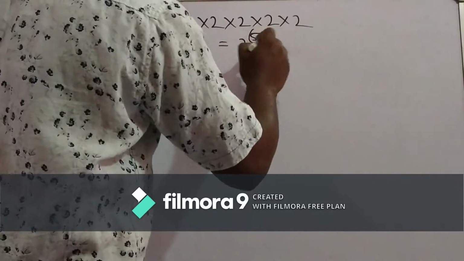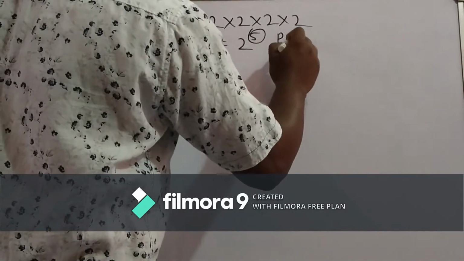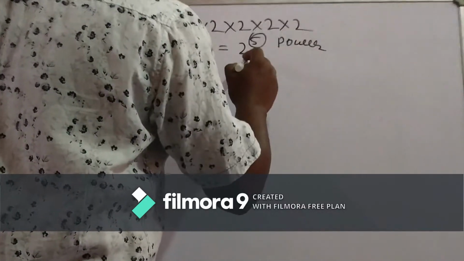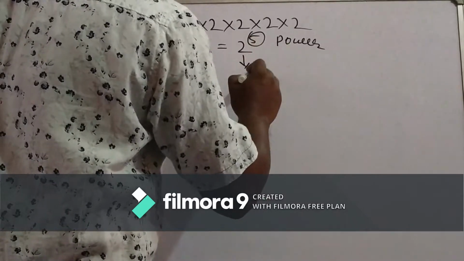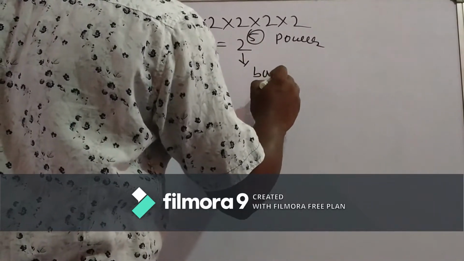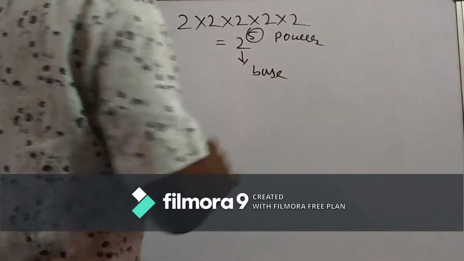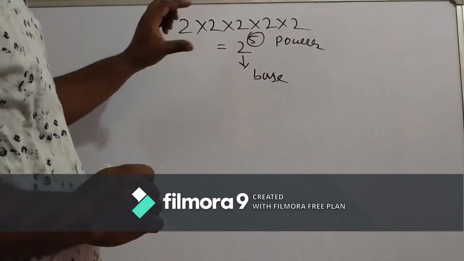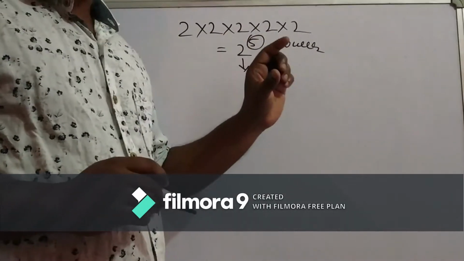Here 5 is called the power. And 2 is called the base. So 5 is the power, 2 is the base. These are the fundamental things about exponent.